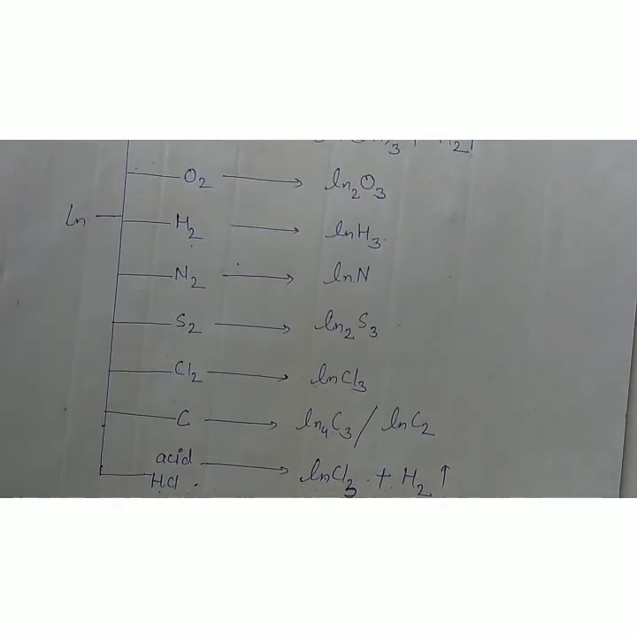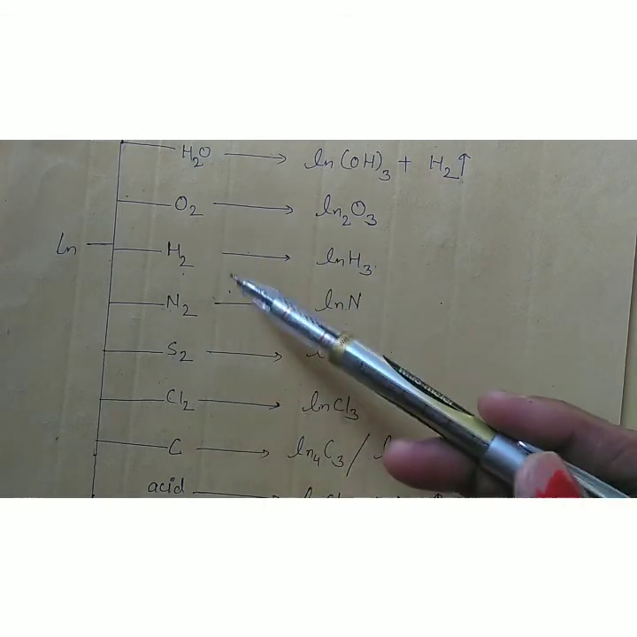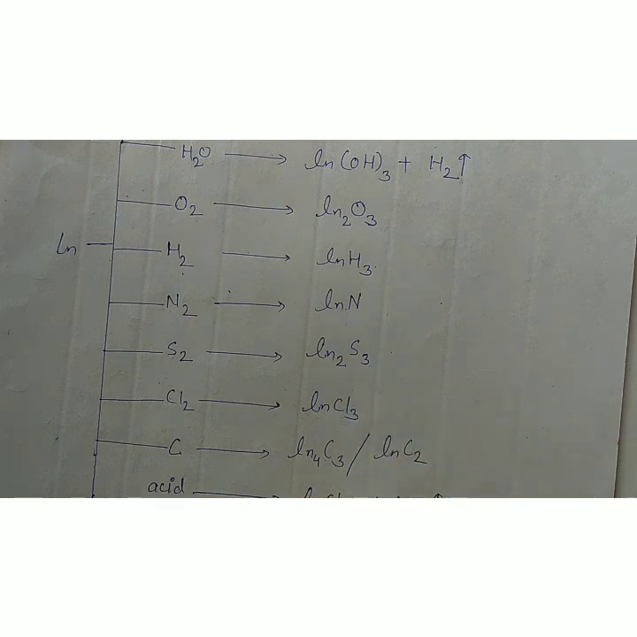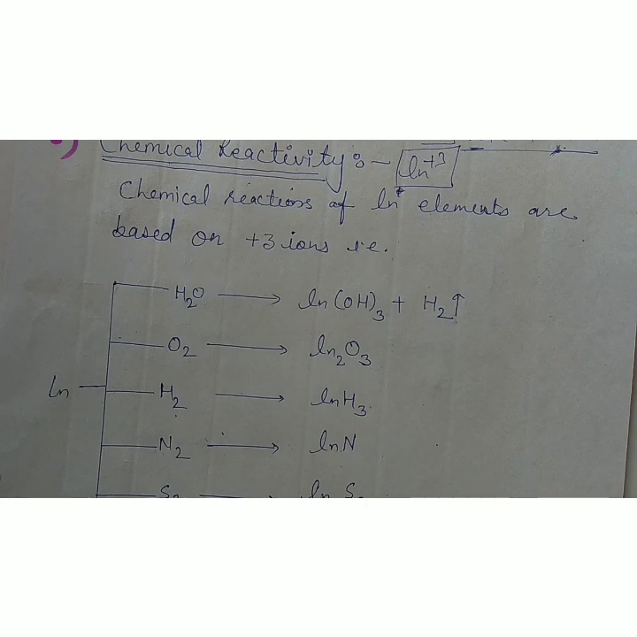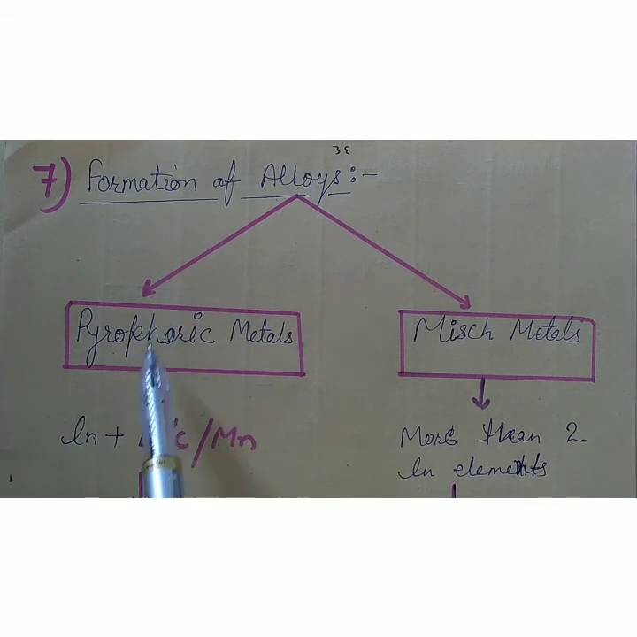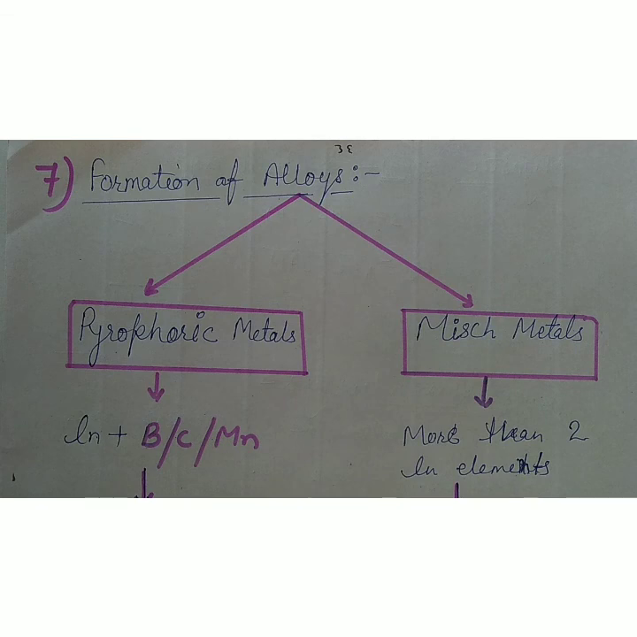Okay, this means when they react with water, acids, or non-metals, they form corresponding salts. These are the general chemical properties of lanthanoids, like metals. Clear? The next property is formation of alloys. Alloys means a mixture of metals.